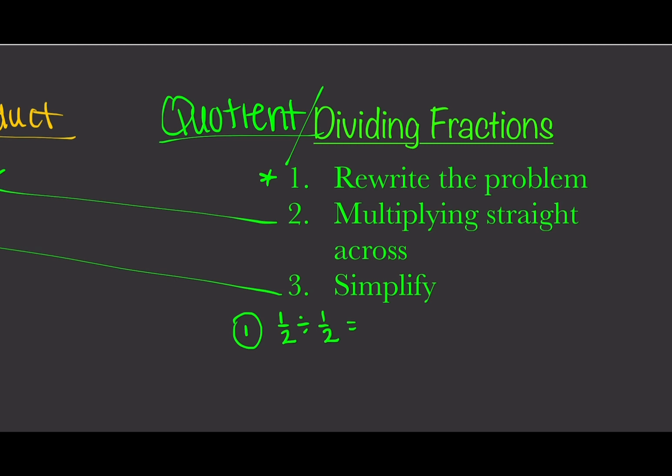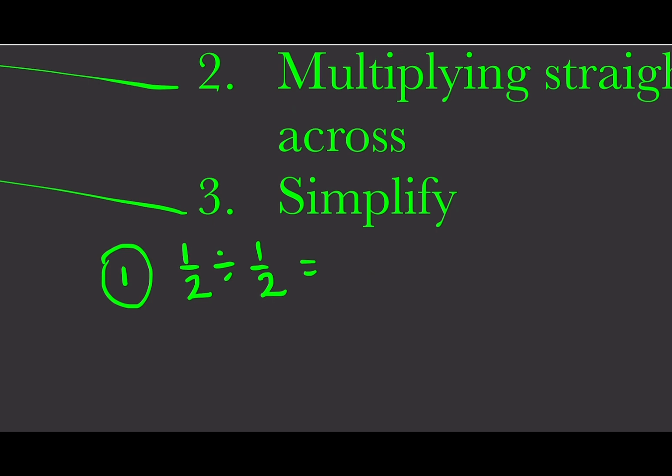Now, what we need to do is rewrite this problem. We're going to rewrite this problem by keeping our first fraction the same. We're going to change our division to multiplication because look, our second step is to multiply. And we are going to write the reciprocal of our second fraction.